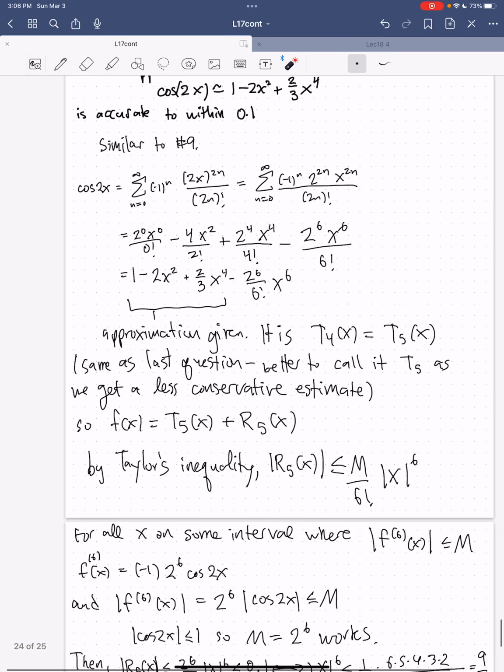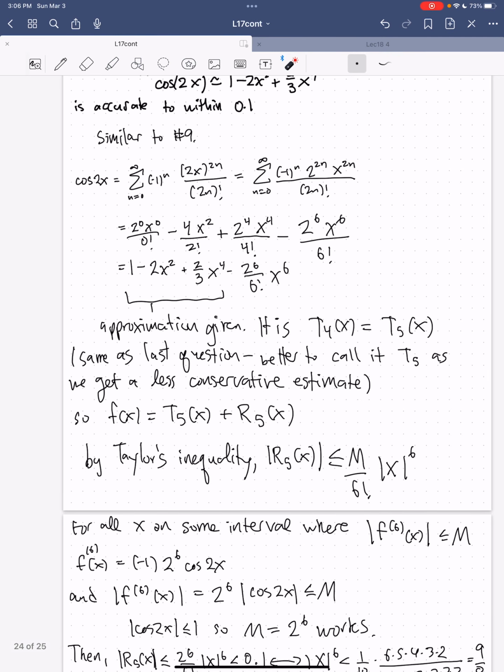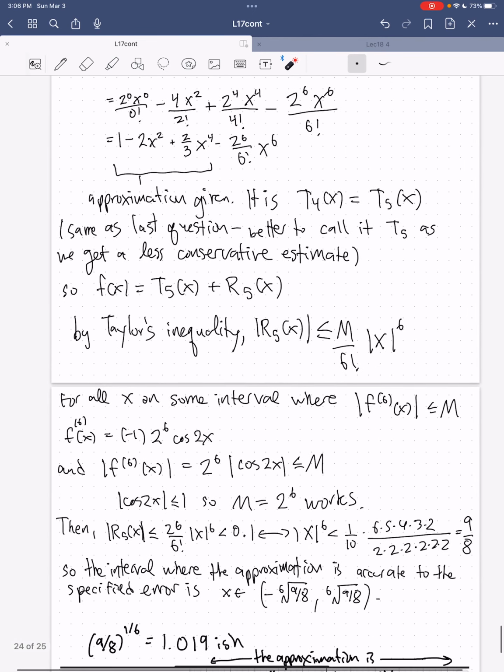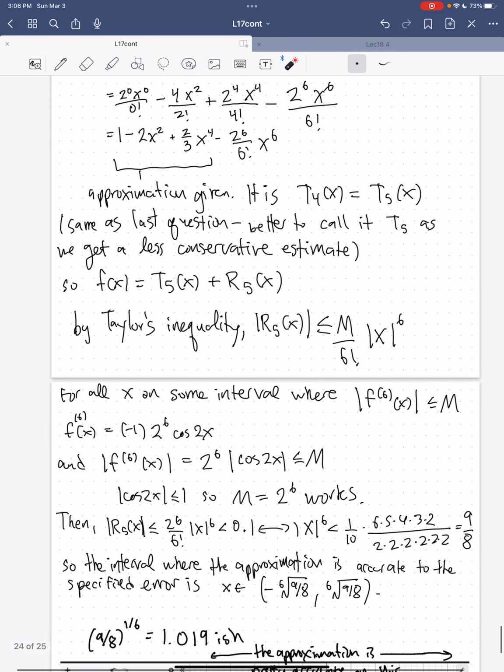And by Taylor's inequality, that's going to be bounded above by M over 6 factorial times x to the 6. Taylor's inequality, if it's n here, this is n plus 1. That's something you can remember. We do need to find our M, but we know that cos is always less than or equal to 1.